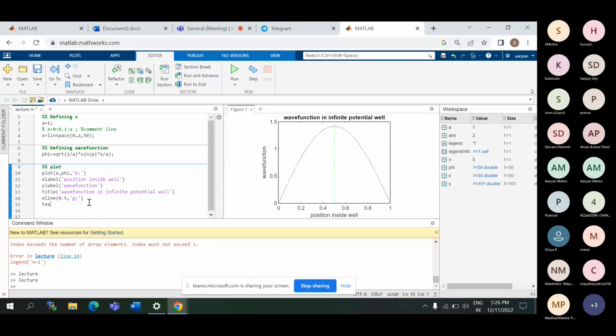So I will write text, where I want to put my text. I want to put my text at x equals 0.5 and y equals 0. And what is the text which I want to write? I want to write "center of the well". I press Ctrl+S and run this and let's see how it comes.